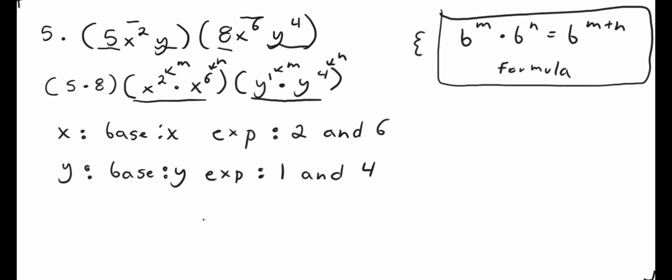So we can definitely add these two and then add these two. So how it's going to turn out is because the x is a singular base, we can write it like that, and then 2 plus 6. And then for the y's, obviously the y is the base, and then 1 plus 4. Just gonna put this all down here.